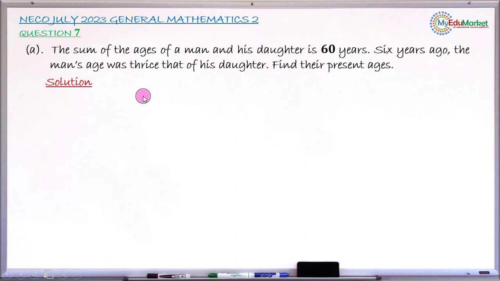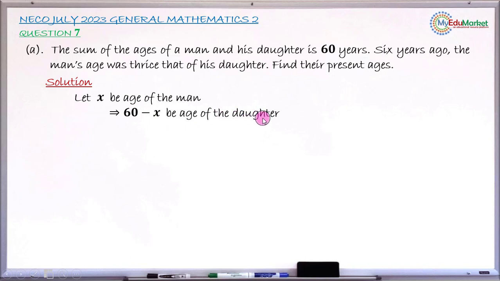Solution to this very problem. Let me take a letter X to stand for the age of the man. If X is the age of the man, then I can find the expression for the age of the daughter in terms of this letter X. If the sum of the two ages gives you 60, it means if you remove the age of one of them, it gives you the age of the second person. So removing X from their total, which is 60, will give me the age of the daughter. It implies 60 minus X, that is from total, minus the age of the man.